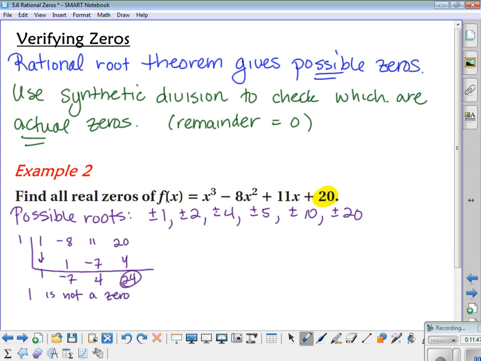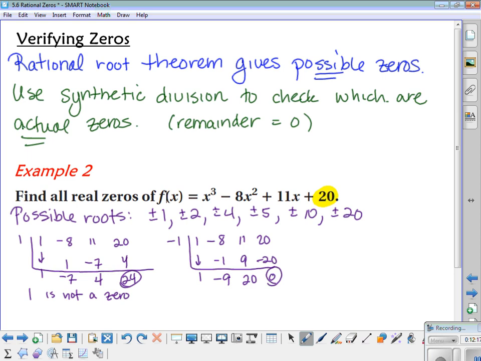So now I'll try negative 1. So 1, negative 8, 11, and 20. So I bring down the 1. 1 times negative 1 is negative 1. Add those together, I get negative 9. Negative 1 times negative 9 is positive 9. Add those together, I get 20. Multiply by negative 1, I get negative 20. And now my remainder is 0. So I found one of my roots. One of my roots is negative 1.